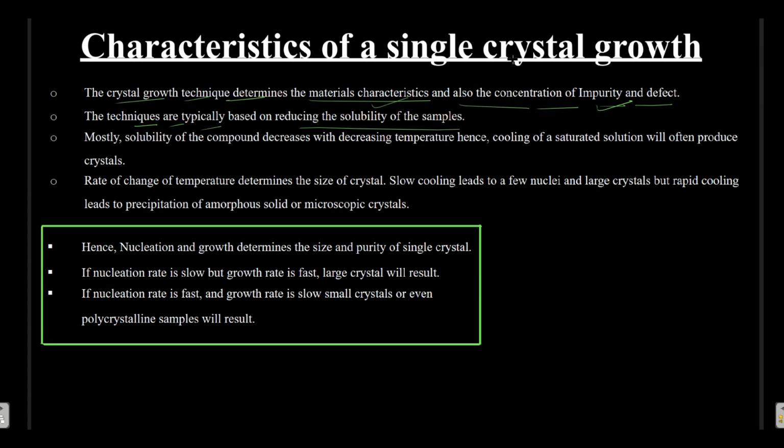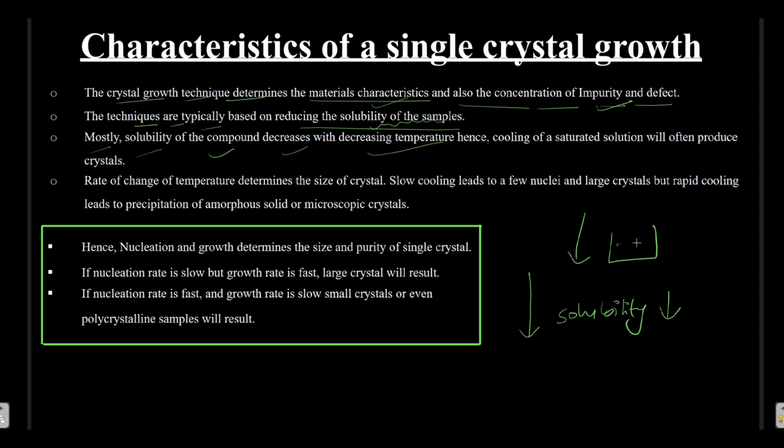So forming crystal means reducing the solubility of the sample. The sample solubility will keep on declining as the crystal is forming. Now, mostly solubility of the compound decreases with decreasing temperature. So if the temperature decreases, then solubility also decreases. We know that from the concept of saturation and supersaturation.